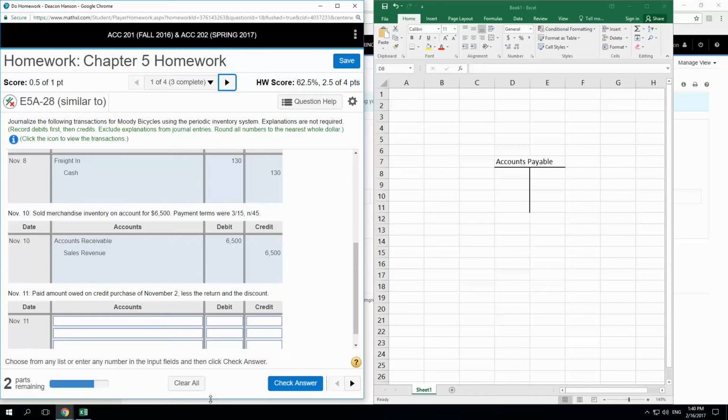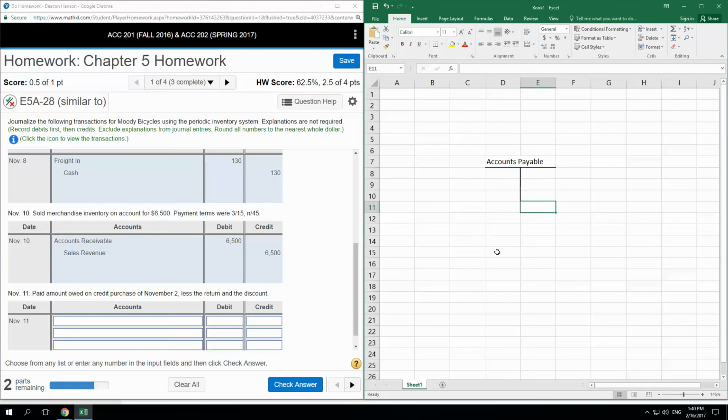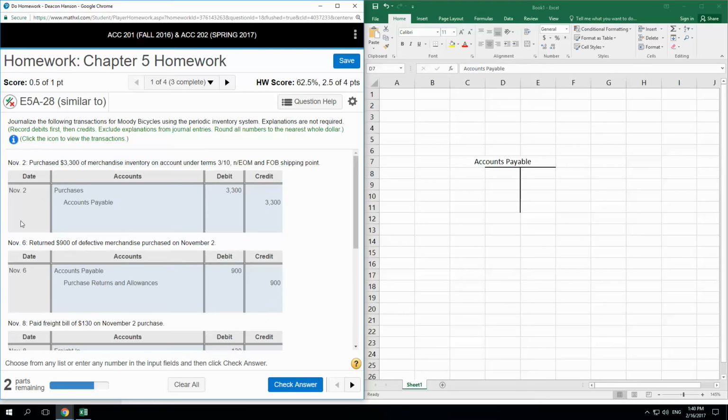We're going to go back up and we're going to look at everything that happened with that November 2nd purchase. So notice, November 2nd, we increased accounts payable by 3,300, right? That's the November 2nd. Okay, right here. And then we returned some, so accounts payable went down by 900. And that happened on November 6th. Okay? And it's a small enough problem where you could do it in your head, but I like to break it down. You know, we're going to take the time to show you what's going on.